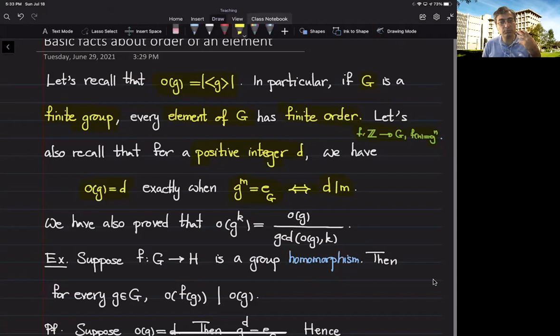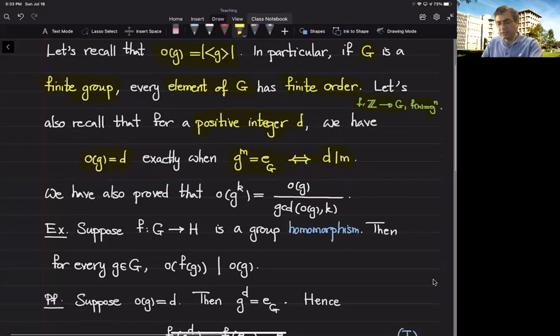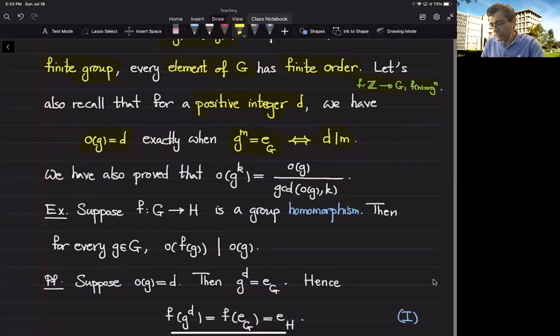So g raised to the power of the order is the neutral element, and that one is the smallest positive integer with this property. We also showed that the order of g to the k is a divisor of the order of g, and it is precisely the order of g divided by the GCD of the order of g and k.